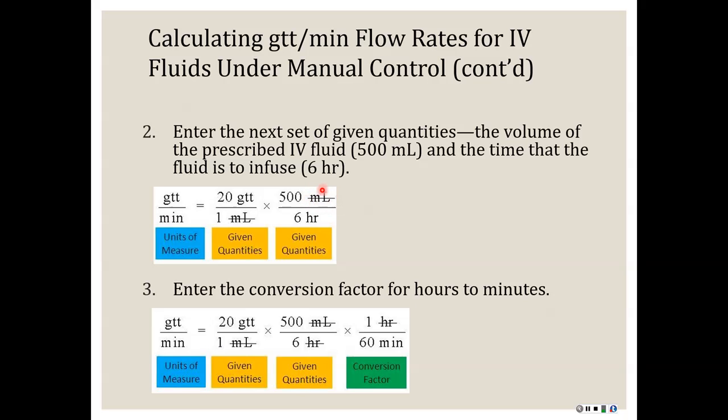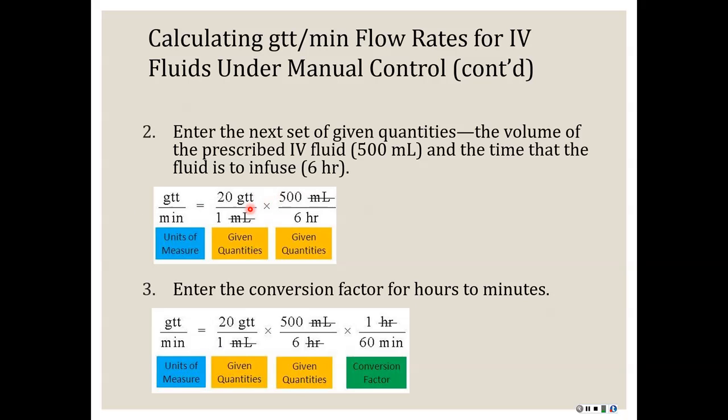So we're looking for something with milliliters from our problem, and we know that the provider ordered 500 milliliters over 6 hours. Again, the provider didn't order 500 milliliters over 3 hours or 60 minutes, so you have to keep that together exactly as the provider ordered it. 500 milliliters needs to stay with 6 hours. We know that 500 milliliters goes on the top and 6 hours goes on the bottom because we have milliliters here, and we know that milliliters then needs to be up here or we won't be able to cross those out. And we're not looking for an answer that includes milliliters, we're looking for drops per minute.